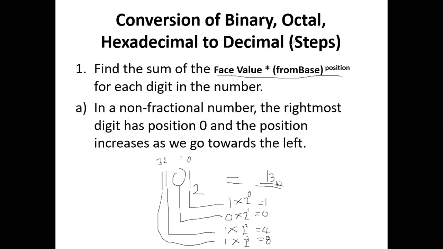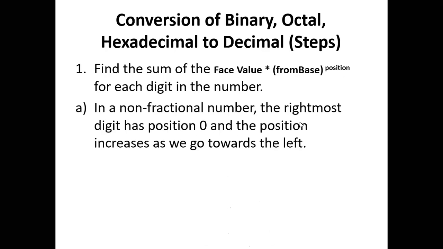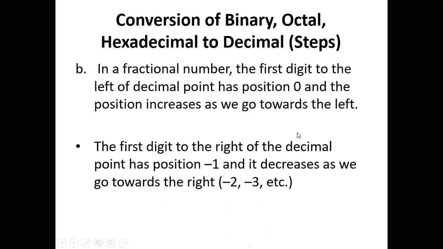Okay. Let's see if we have another example that we can use just to strengthen our understanding. When you're dealing with fractions, let me write it down. Let's say you have a number like, we're just interested in the fraction part. So we have 0.1101 in base 2. Again, when you are converting, the procedure will just be the same. You find the position value and then you add them up.